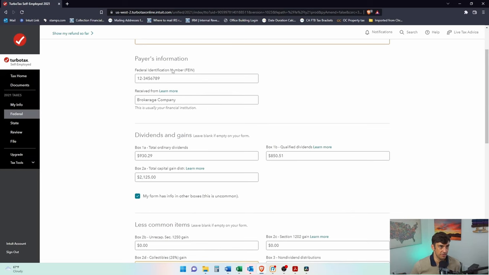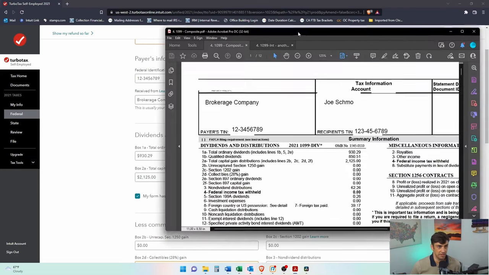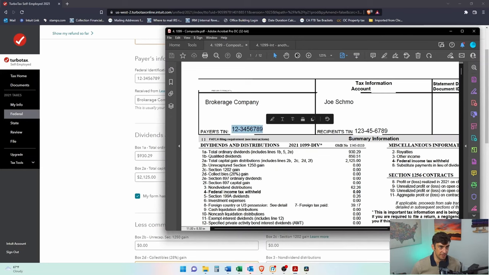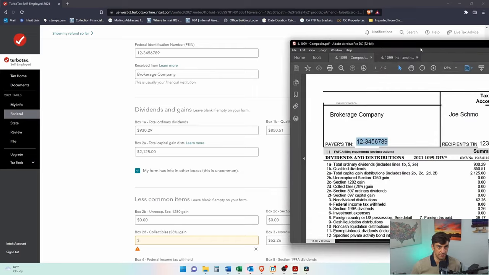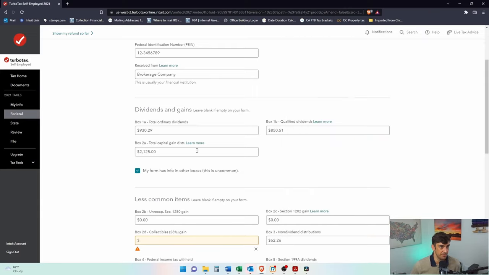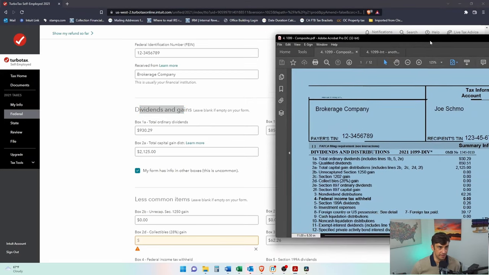Okay, so you'll want to make sure you get the basics correct, but you'll see the payer's taxpayer identification number, get that correct. Put the name of the brokerage company, right? That's what I'm putting right here. You'll get, okay, look at this, dividends. Did it get it? Wow, okay.